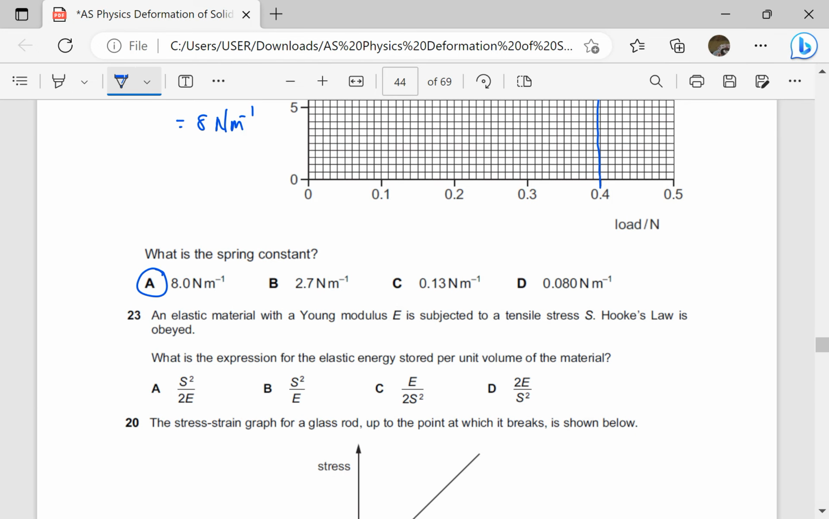An elastic material with a Young modulus E is subject to a tensile stress S. Hooke's law is obeyed. What is the expression for the elastic potential energy per unit volume?